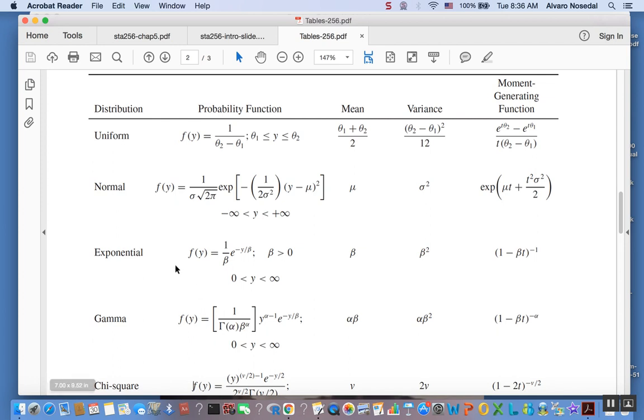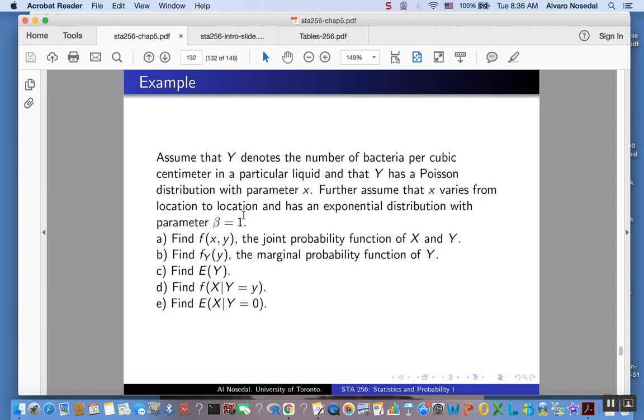Those are the possible values, right? Okay, nice. Now we have translated this information here. Now let's do part A. First step, they want us to find the joint probability function of x and y.